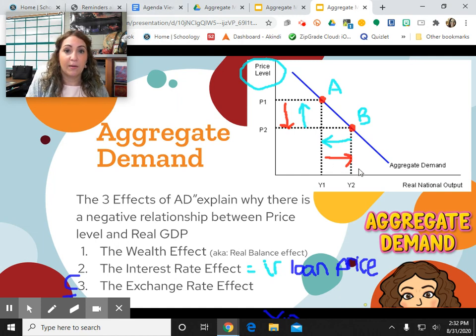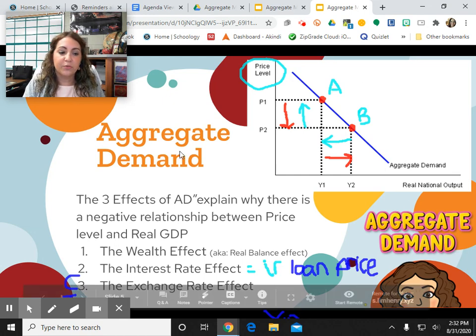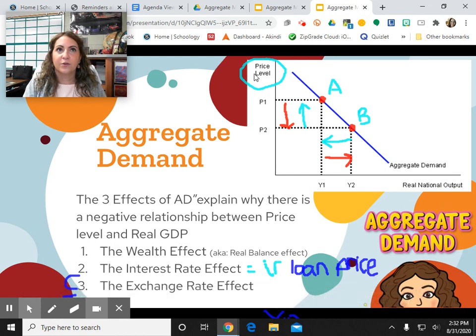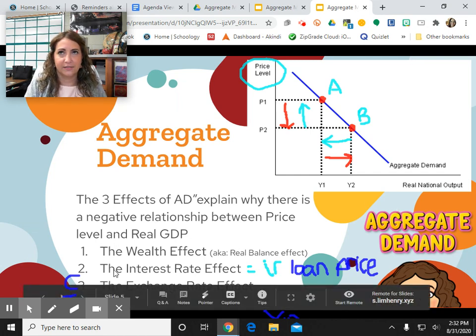Not only because we buy more, wealth effect, or businesses buy more, interest rate effect, but foreigners also buy more, exchange rate effect. That's also called the net export effect. You might see that sometimes. And it all goes in reverse. It just is 3 reasons why the price level and GDP are downward sloping. Or at least they're inverses of each other, which causes a downward sloping line on a graph.